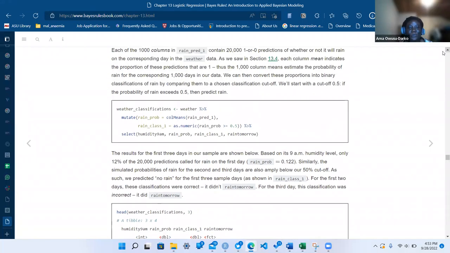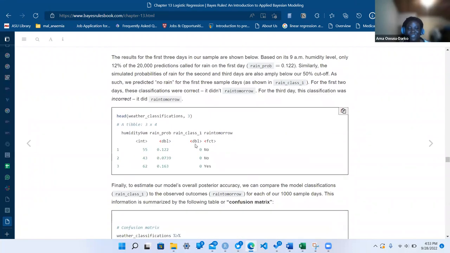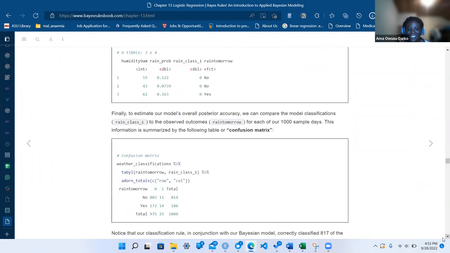Okay, so here is what he did. The prediction, yeah. And then we converted our logicals to numbers, and then we are on a roll. Thank you so much. Finally.